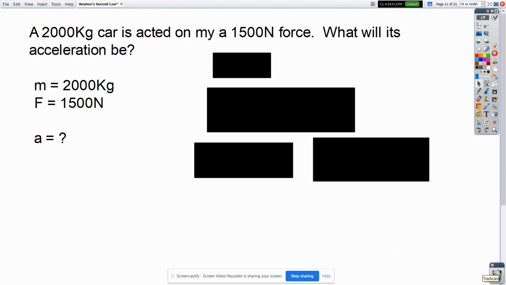We're trying to find A. Only one equation that has those three variables in it. F equals m a. We will add more force-based equations as we go. So for now, though, this is it. This is all we really have to choose from.